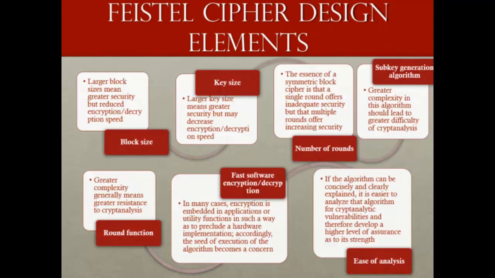Number of rounds. The essence of a symmetric block cipher is that a single round offers inadequate security, but that multiple rounds offer increasing security. A typical size is from 10 to 16 rounds. Subkey generation algorithm. Greater complexity in this algorithm should lead to greater difficulty of cryptanalysis. Round function. Again, greater complexity generally means greater resistance to cryptanalysis.